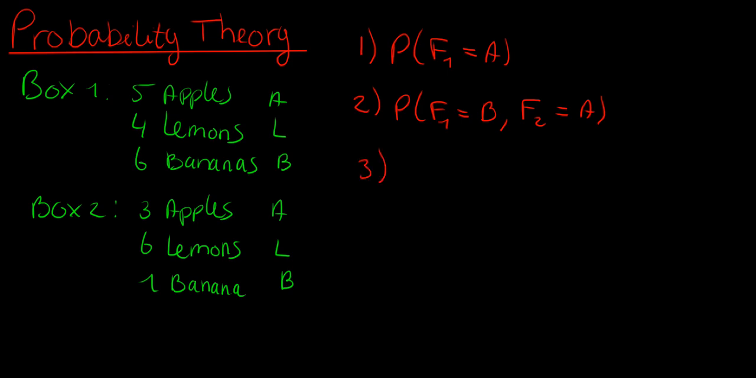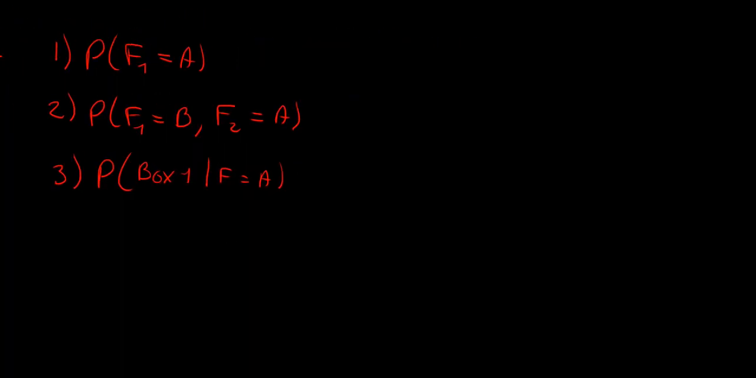Then we can shuffle around the boxes so we don't know which box is which, and we pick a box at random. And we take one fruit out and we see that it is an apple. Then we want to know what's the probability that we have chosen box 1 given that the fruit we just took out of the box is an apple. These questions can be solved with probability theory. And before we go there, we need some formulas.